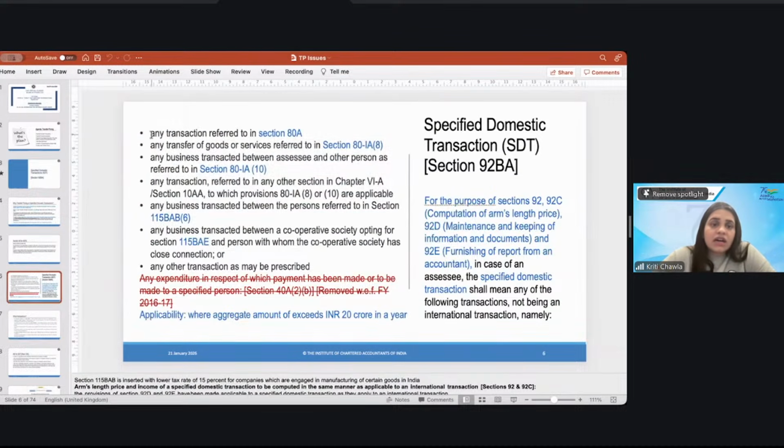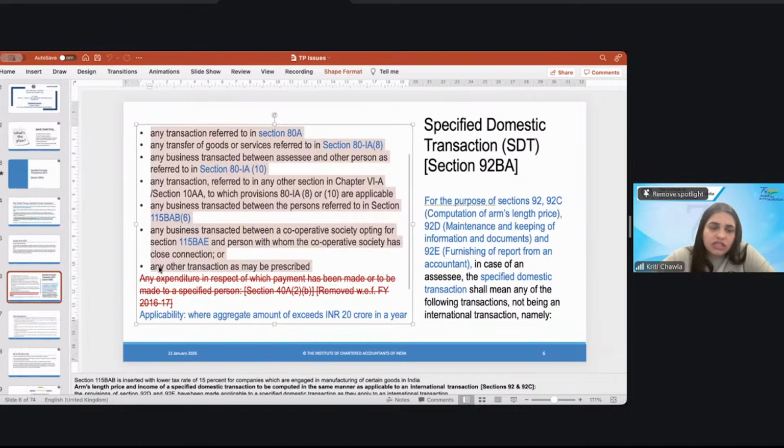So yes, these are the transactions. It also says any other transaction as may be prescribed, but nothing has been prescribed as yet. So these are the transactions on which SDT provisions would be applicable. Now, the thing is that there was a point in time when they introduced these provisions in the year 2012.